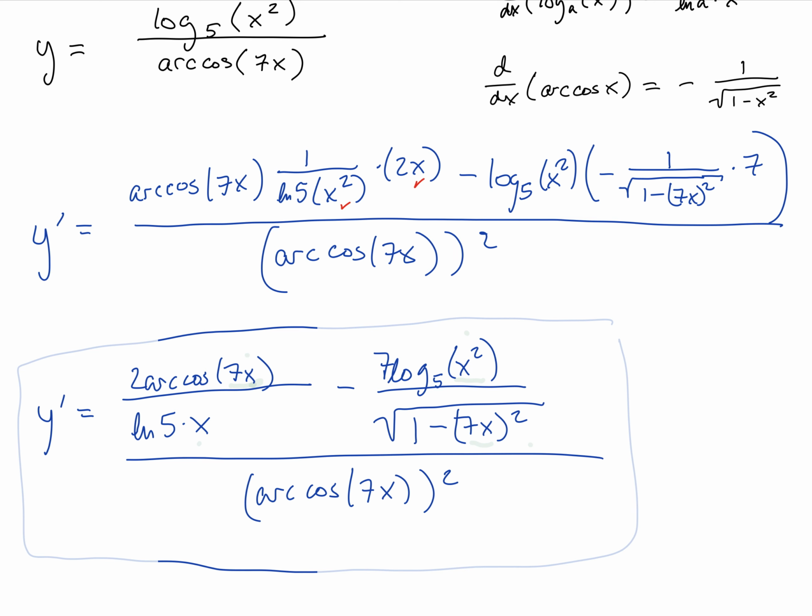So there are other things we could do. Maybe we could break up the fraction and get rid of arc cosine of 7x in the first term, but it's not in the second term, so we can't get rid of it there. There are other things we could do, but we can also just leave it as is.